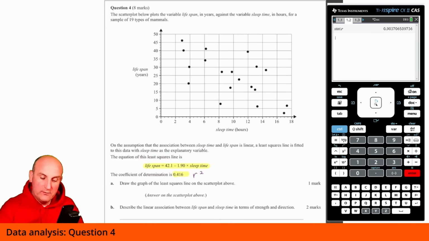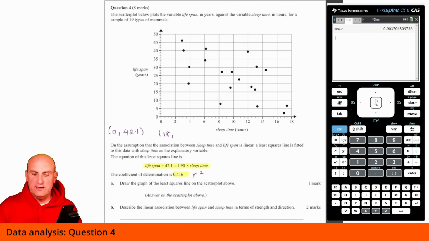So what I actually do now is I find the smallest value on my x-axis and the largest value on my x-axis and I put it in here. So let's see what we got there. If I put my smallest value in, that's going to give me 0 as my sleep time. Put it into my equation and I'm going to get out 42.1. Why? Because 42.1 minus 1.90 times 0 is just going to give me 42.1. Now what I'm going to do is put my highest value in. I'm going to put 18 as my sleep time in.